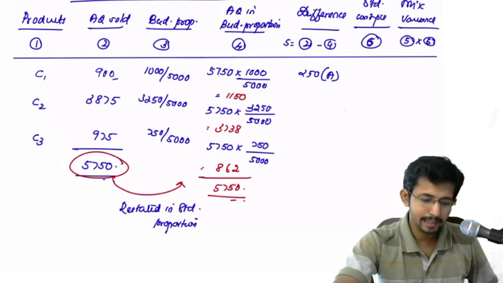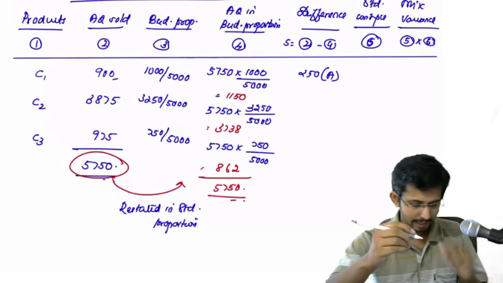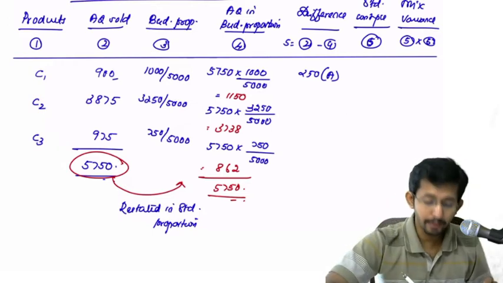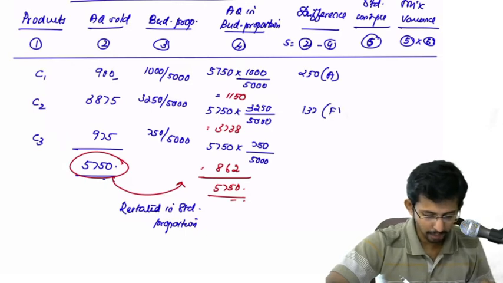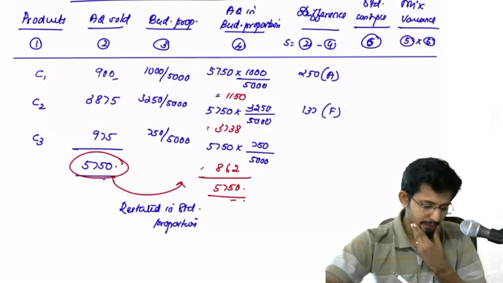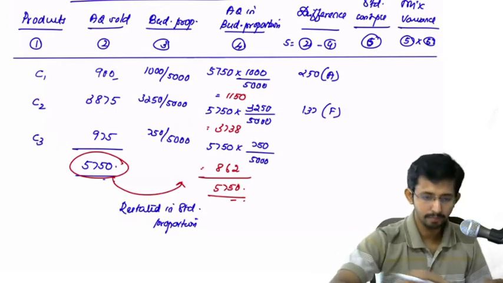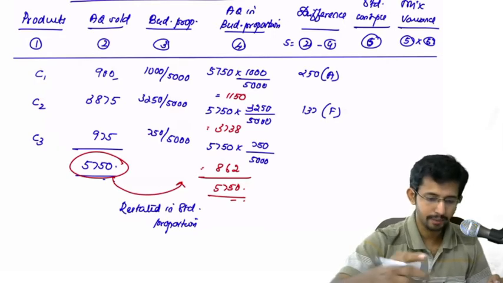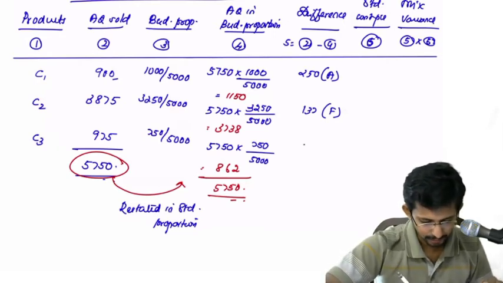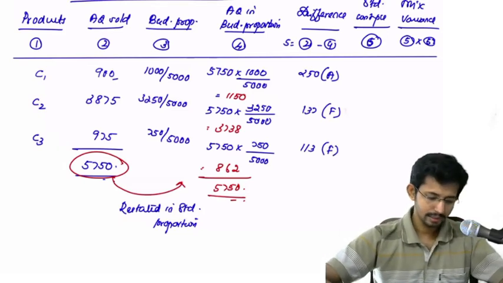Okay, next is 3738 minus 3875. Okay, it is 137. Is it favorable? Yes, it is favorable. Why favorable? You should have sold only 3738, but you sold 3875. More you sold. Next, 862 minus 975 will be 113. This is also favorable because actual quantity sold is more than this one.